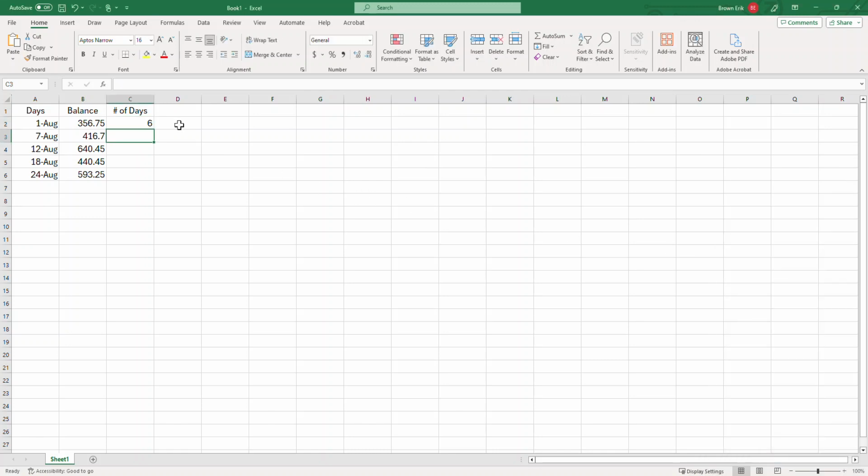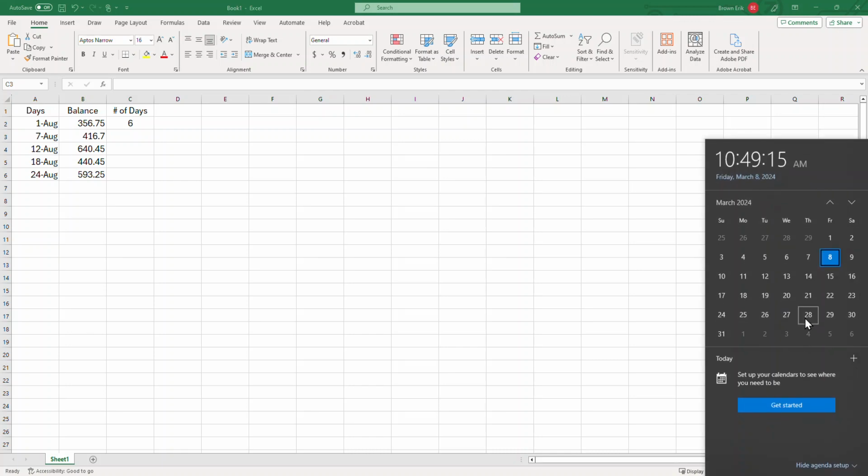Should you be laboring, right? So there were 6 days there that it was at 356, and then on that 7th day you made the purchase and it changed to a balance of 416.70. So then we go from August 7th now up to August 12th. So how many days are between the 7th and the 12th?